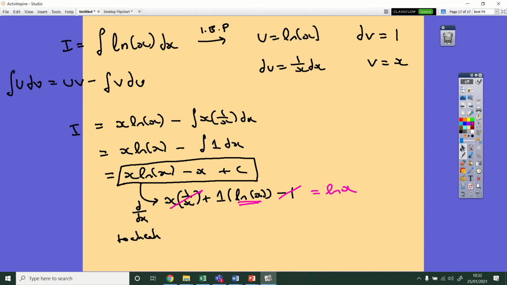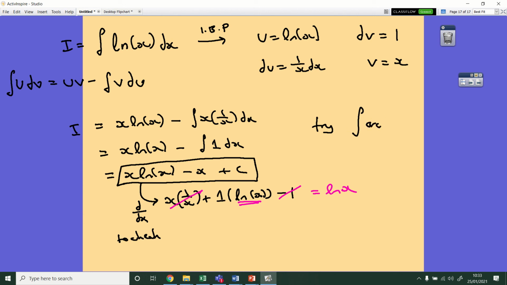All right, so that's quite an important tool there. So any inverse function can be done by using this technique here of setting dv equal to 1. And if you want an extra bit of practice on that, you can use the exact same method to integrate inverse trig functions. So I suggest, if you want to, you can try the integral of arctangent of x using the same method.